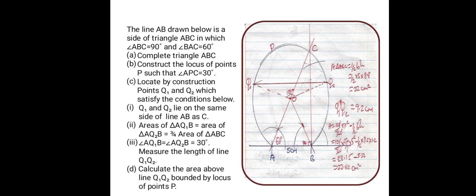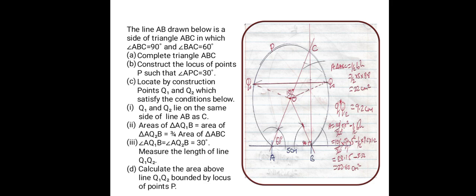The line AB drawn below is a side of triangle ABC in which angle ABC is equal to 90 degrees and angle BAC is equal to 60 degrees. A. Complete triangle ABC. B. Construct the locus of points P such that angle APC is equal to 30 degrees. C. Locate by constructions points Q1 and Q2, which satisfy the conditions below. 1. Q1 and Q2 lie on the same side of line AB as C.